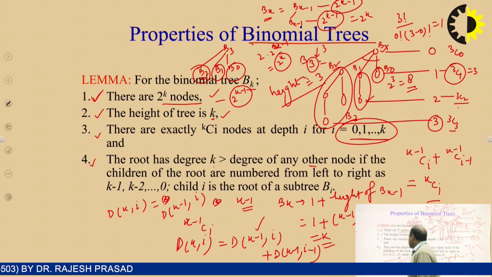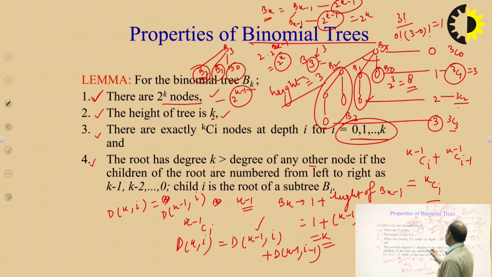Number 4 is that the root has degree k. Yes, this is obvious. If you talk about Bk minus 1, it has degree k minus 1, and its parent has one more degree than the child. So k minus 1 plus 1 will become k, which is true, right? Next is an observation. By definition, it is already clear that Bk is a collection of Bk minus 1. So this is clear, right?